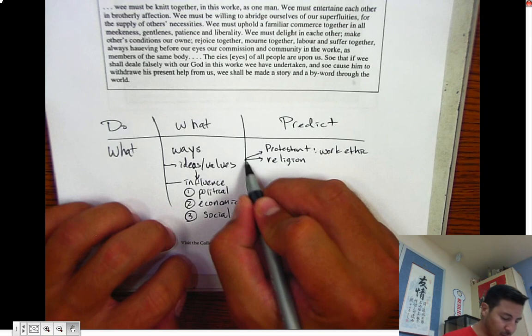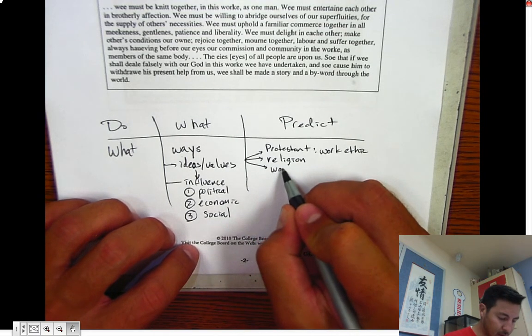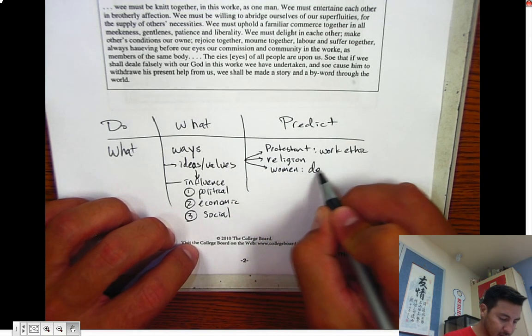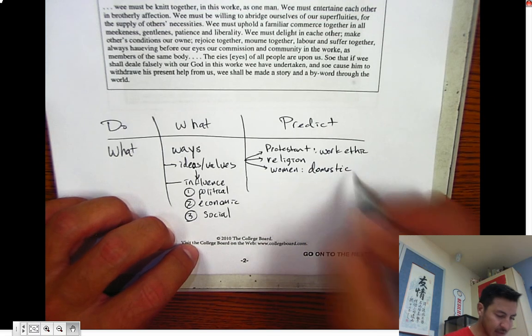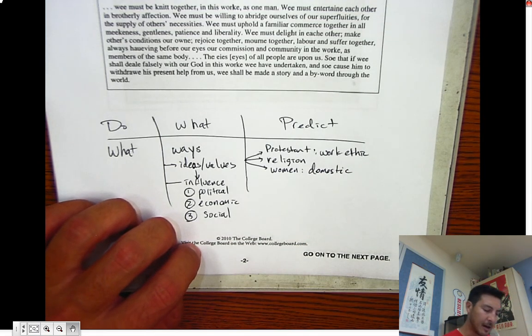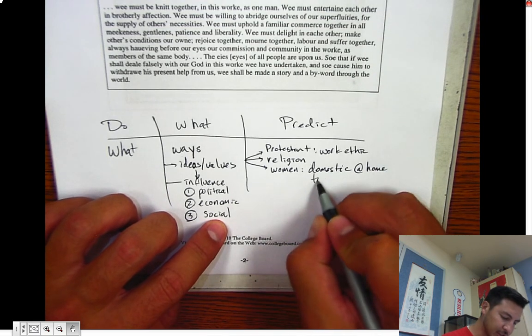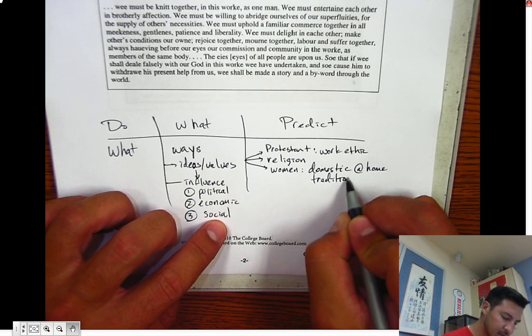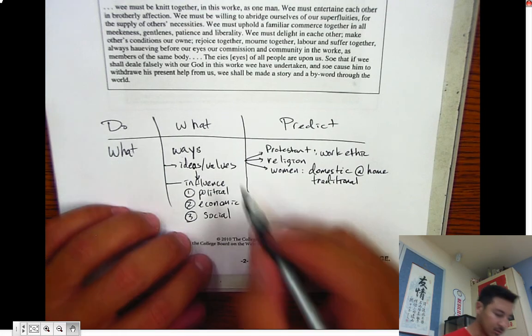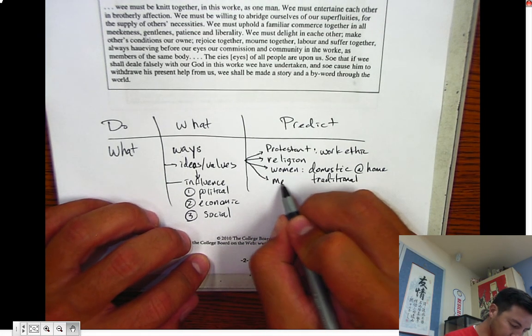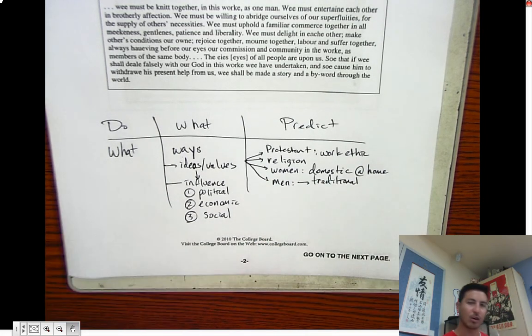Let's see, the role of women. I know women probably had a domestic role. And because they had a domestic role, they probably were at the home more often. And I'm going to put traditional lives. So we're just taking a couple of guesses here. We'll do men too then. Men, probably traditional as well. Probably workers one way. Okay, so there's a couple ideas that might happen.